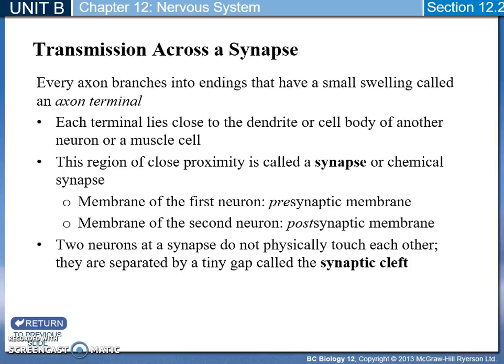So the transmission across a synapse then. Every axon branches into endings that have a small swelling, which is referred to as the axon terminal. And each terminal lies close to the dendrite or the cell body of another neuron or a muscle cell. And this region of close proximity is what's referred to as a synapse or a chemical synapse, mostly just simply a synapse. And so what we have is the membrane of the first neuron, that's referred to as the presynaptic membrane, and then you have the membrane of the nerve cell that's receiving the message, and that would be the second neuron or the postsynaptic membrane. So two neurons at a synapse do not physically touch each other, but they're separated by a tiny gap which is referred to as the synaptic cleft.